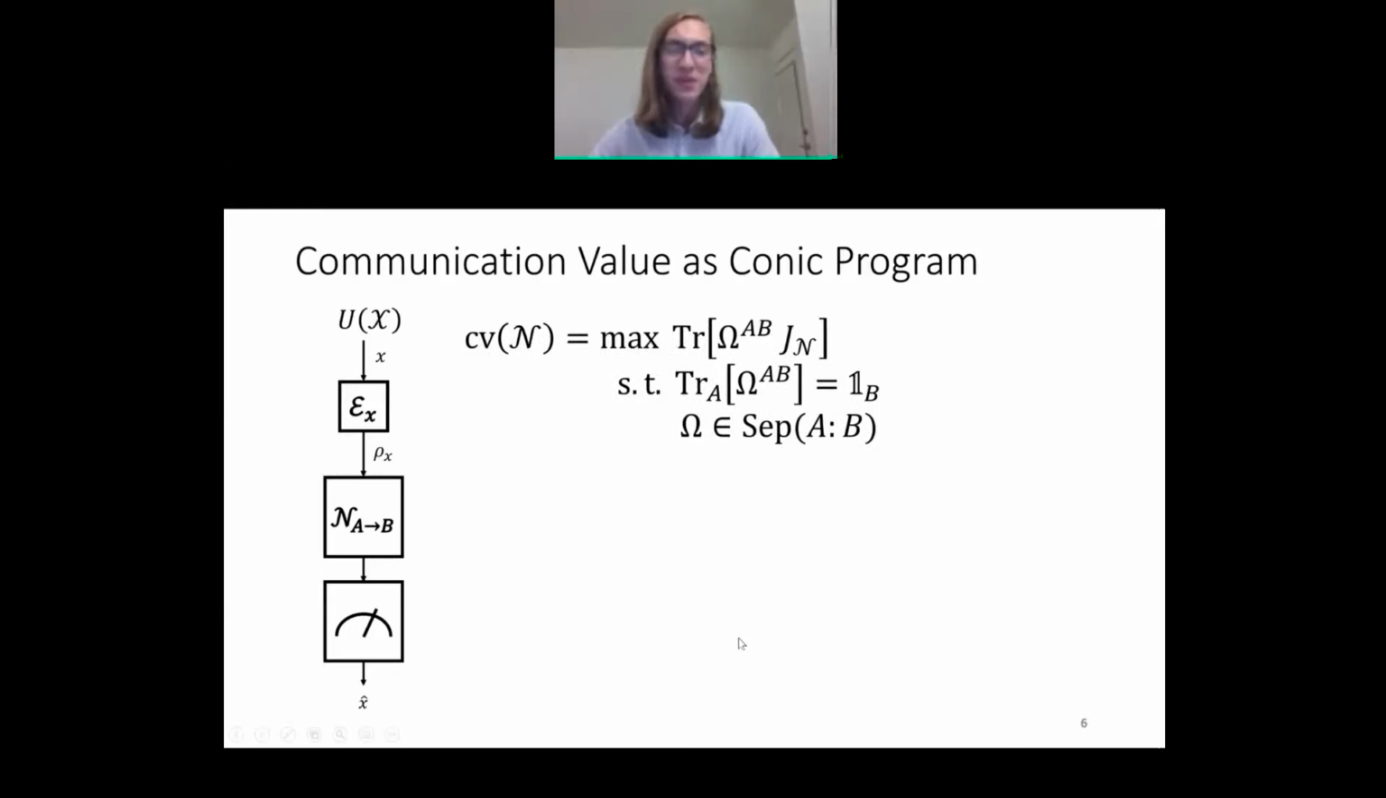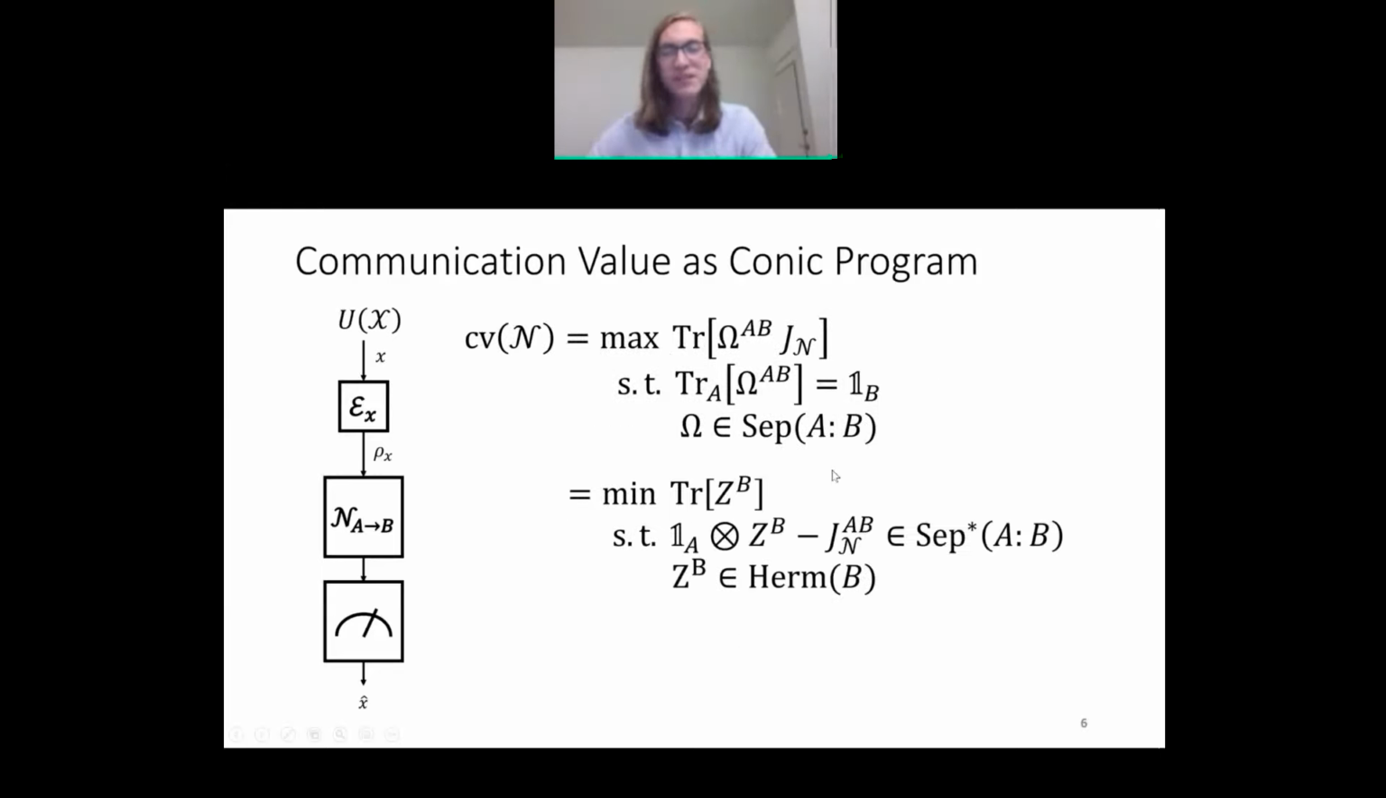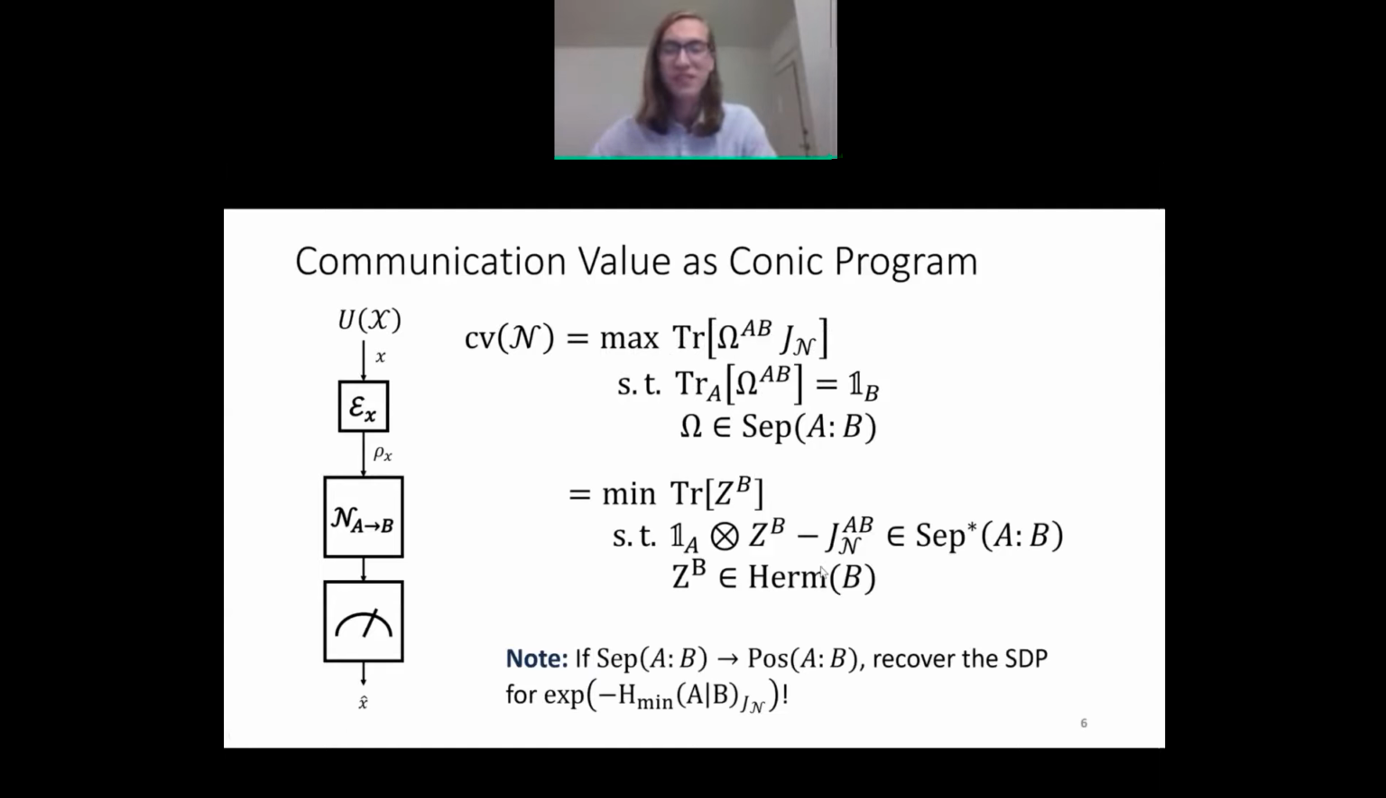And the best thing to do whenever you have a primal problem is to write down the dual problem. So you look at this, and if you're used to these things, you say, oh, well, of course, this looks exactly like the SDP for the min entropy, except that we're now considering the separable cone instead of the positive cone. So now maybe we should look at this in entropic terms. So that's what we do.